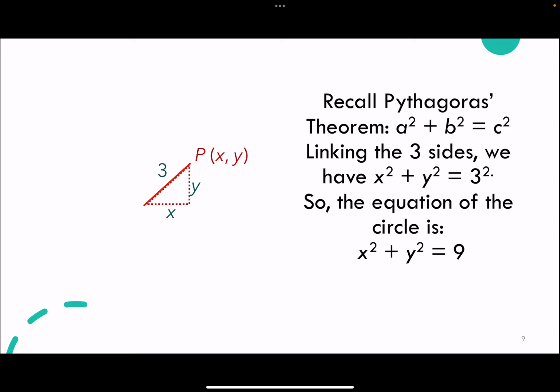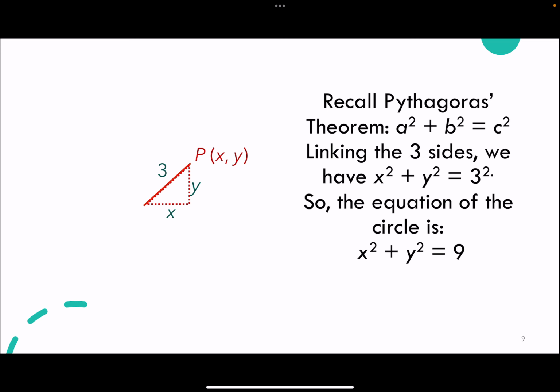You can see, right? We have Pythagoras theorem that can be applied. And Pythagoras theorem states that a squared plus b squared equals c squared, where c squared should be the hypotenuse, which is the longest length. So to link the three sides, we can have x squared plus y squared equals 3 squared, and 3 squared is actually 9. So in other words, the equation of the circle that we saw earlier with the origin at 0, 0, which is at the origin, is just x squared plus y squared equals 9.